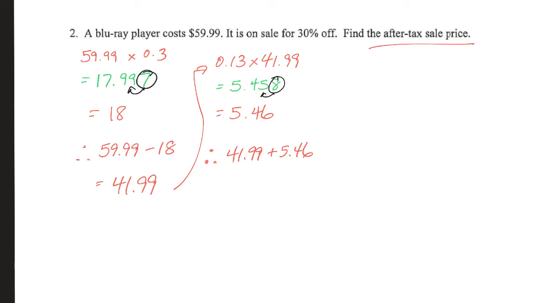And finally, when I put that stuff together, then I'm going to get $41 plus $5 is $46. And then my 99 cents plus 46 cents is another $1.45. So I'm going to have my 46 and another $1.45. I get $47.45. Do I need a dollar sign on that? Yes, because I finally answered the question.